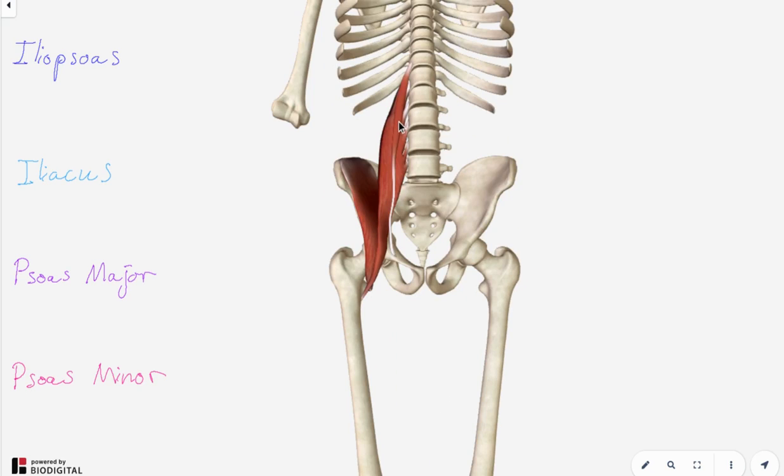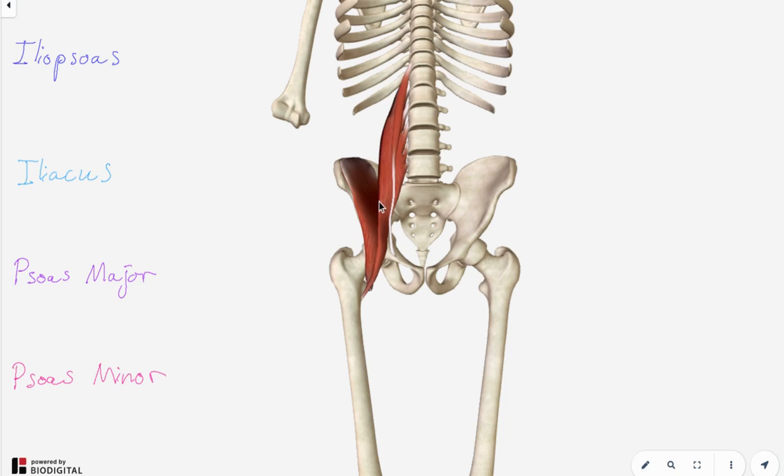The psoas minor has its origin in the T12 and L1 vertebrae and has its insertion on the ascending ramus of the pubic bone. Since the psoas minor doesn't actually cross the hip joint, it doesn't have any effect on the hip. That's one of the reasons why some people don't consider the psoas minor to be part of the iliopsoas muscle, and they would call just the iliopsoas and the psoas major together the iliopsoas muscle, and the psoas minor a separate muscle.